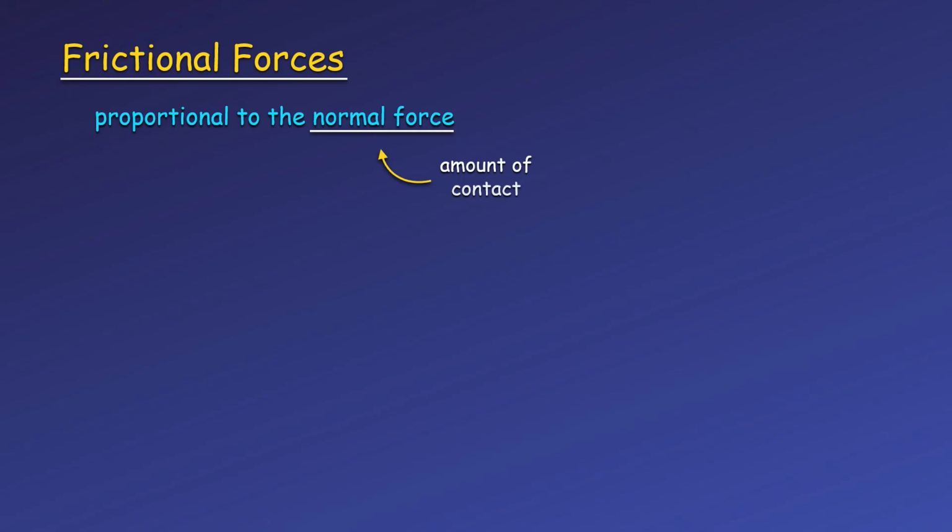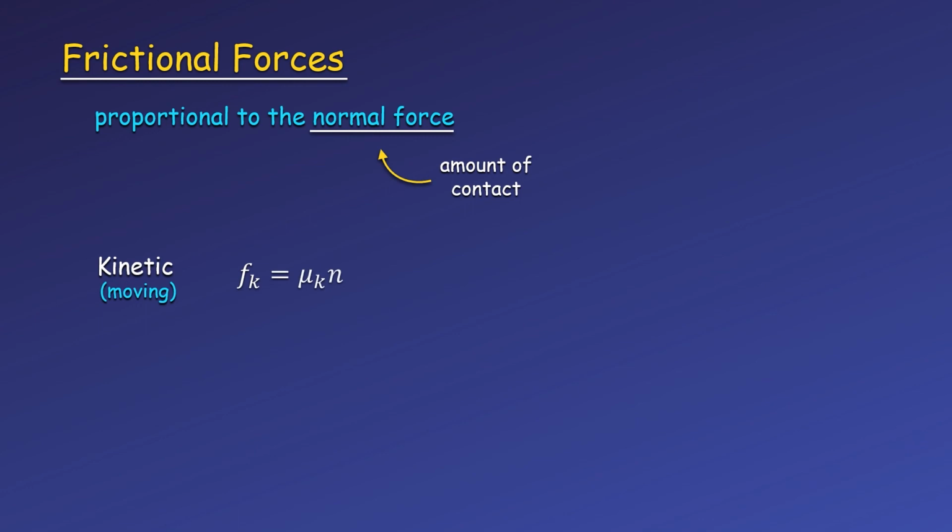contact. So again, in terms of friction, we'll think of the normal force as a measure of how much contact an object is having with a surface. We have two types of friction. The first is kinetic friction. Kinetic, in general, we can associate with motion. So kinetic friction is present when an object is moving or sliding across a surface.